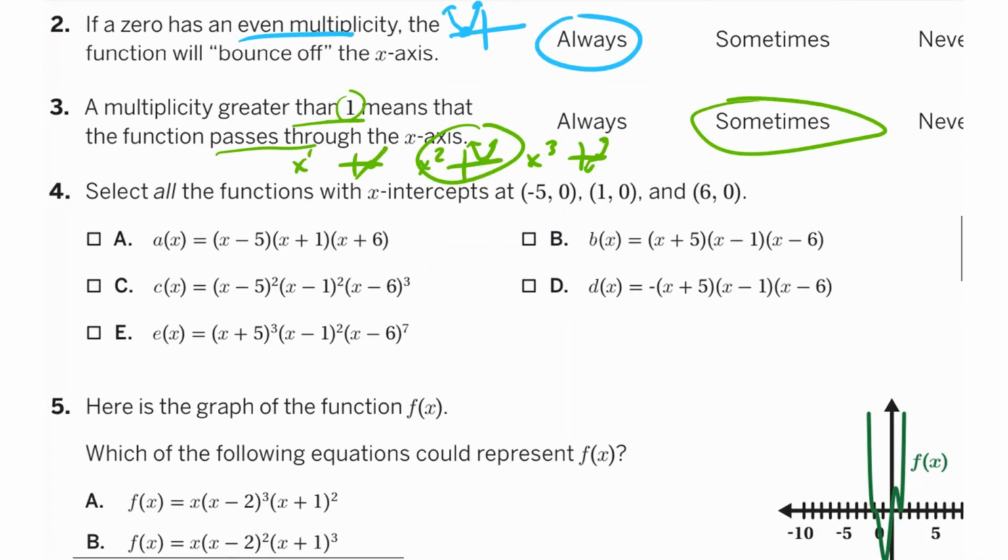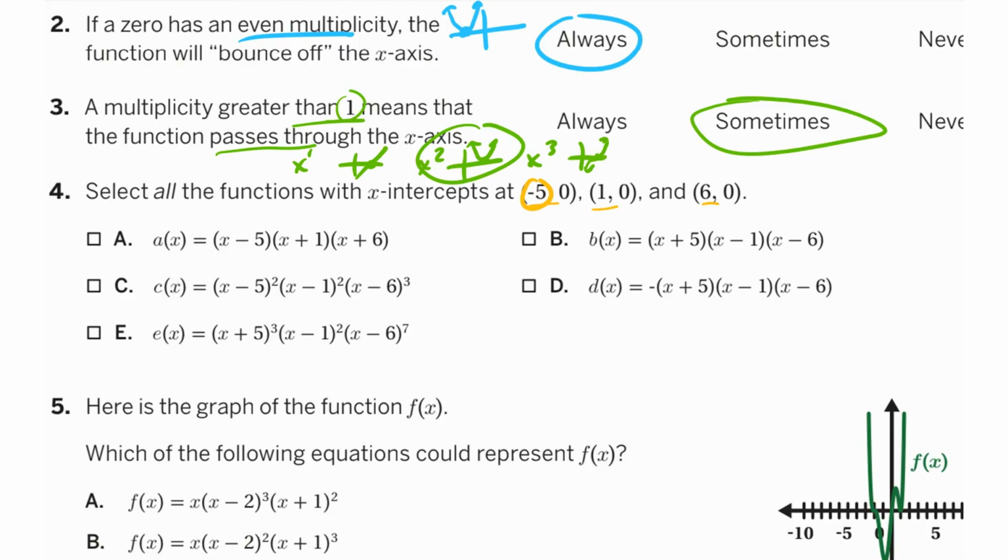Number 4, select all the functions with x-intercepts at -5, 0, 1, 0, and 6, 0. And so what we know about this is that if we're given the x-intercepts, that means in this case, if I plugged in -5, it would make that whole equation 0. And so when I look at, let's say, a here, if I plug in -5, that's going to make this -10 on the inside, which doesn't necessarily make the whole equation 0.